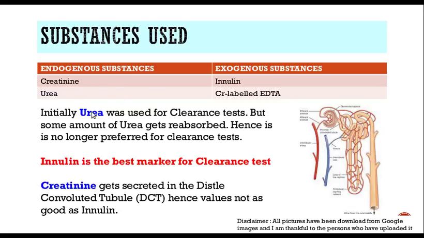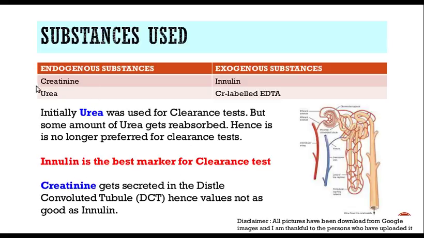Urea was initially used for clearance studies, but some amount of urea gets reabsorbed in the loop of Henle. Hence, it is not a good test, and nowadays we don't do urea clearance. As I said, inulin is the best.